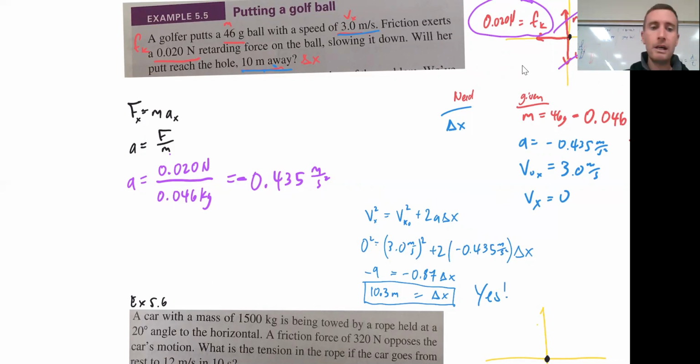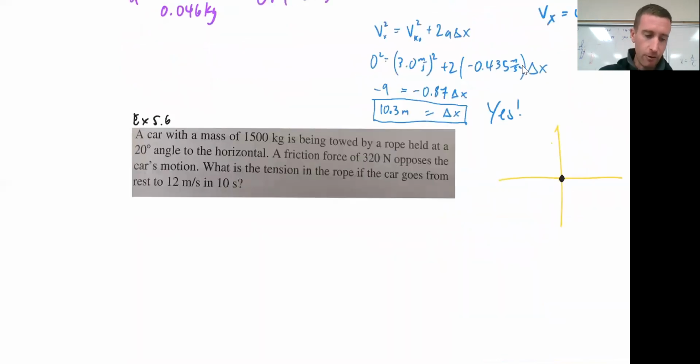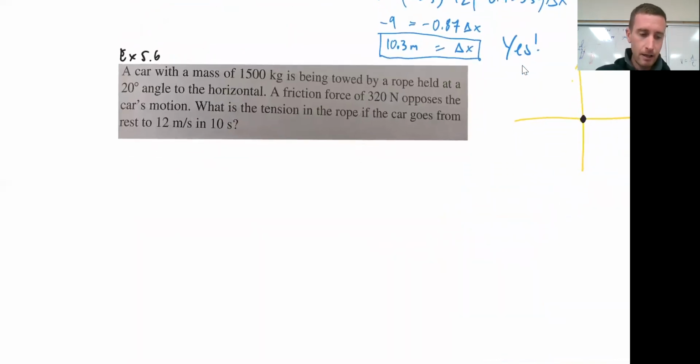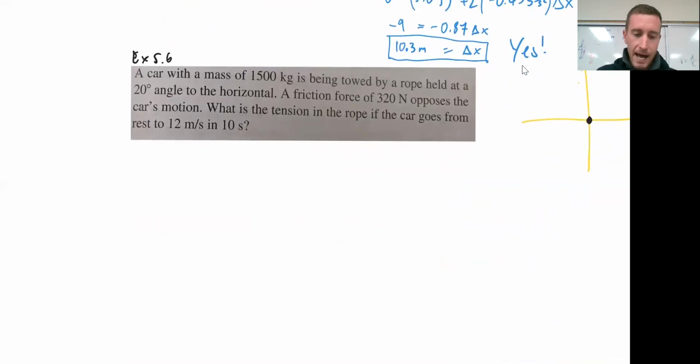All right, let's do another example. Another fun one with dynamics. A car with a mass of 1,500 kilograms is being towed by a rope held at a 20-degree angle to the horizontal. A friction force of 320 newtons opposes the car's motion. What's the tension in the rope? That's what I'm solving for, the force of tension, if the car goes from rest to 12 meters per second in 10 seconds.